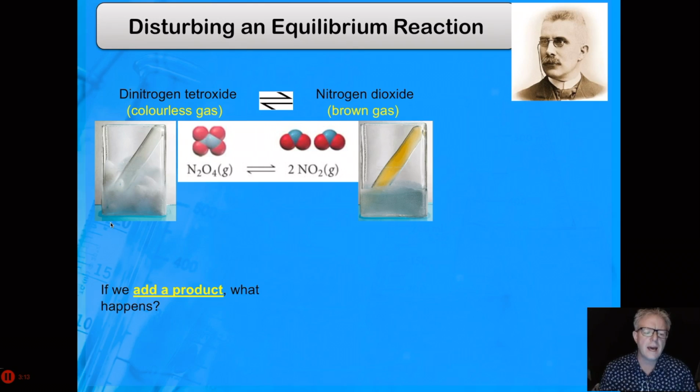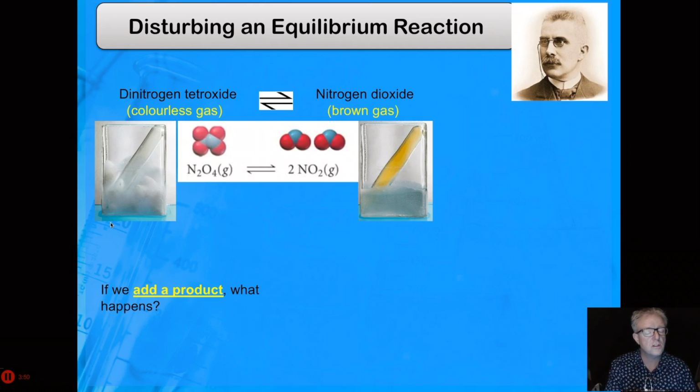So what happens if we add a product? Well, the product in this case is nitrogen dioxide. If we increase the concentration of nitrogen dioxide, the reaction, according to Le Chatelier, wants to move in a direction to minimize the change. So since we increase nitrogen dioxide, it wants to move towards the left to minimize that increase in concentration, right? So it's going the opposite way to what the disturbance was. We disturb it by adding more nitrogen dioxide. The system will move towards the left to minimize the change.